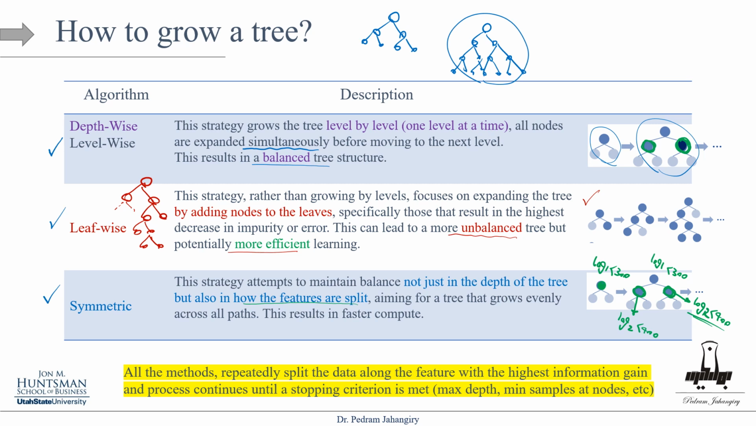For all these algorithms, for all these methods, they repeatedly split the data along the feature with the highest information gain. Again, in this case, the maximum reduction in the sum of the mean squared errors, until there's a stopping criteria, right? That is the stopping criteria, and this applies to any kind of decision tree-based models. It can be max depth, minimum number of samples at terminal nodes, and etc., etc.